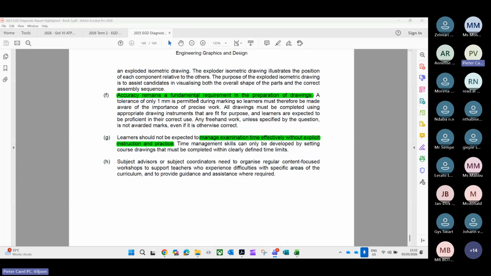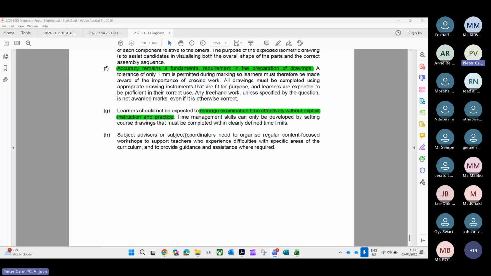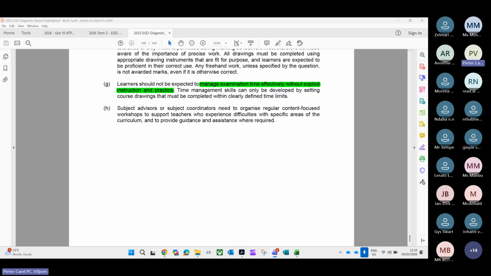Accuracy remains a fundamental requirement. Measurement, not the side of the ruler, but the zero point of the ruler. Manage examination time effectively. Work fast in class. Start with the grade 10s, telling them they've got only this period to complete so that they get into the custom of working fast. So please make sure about those things.